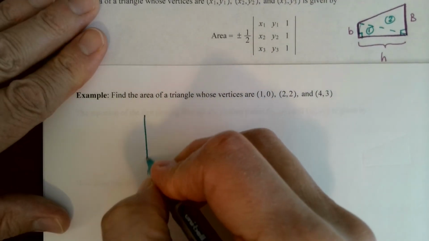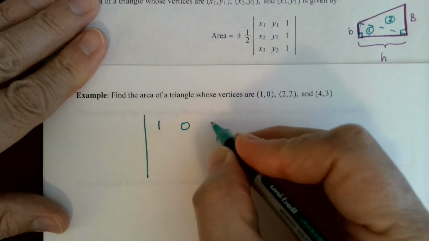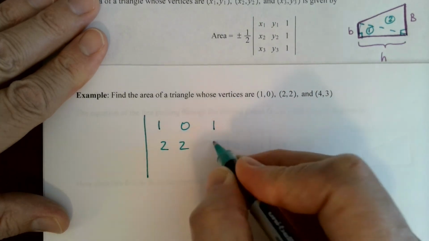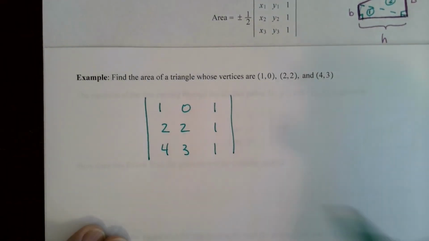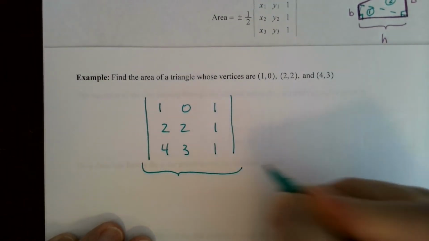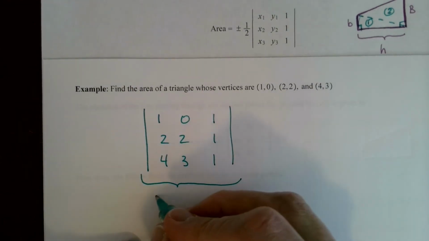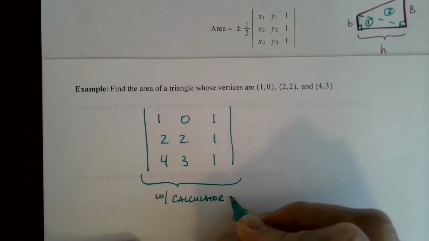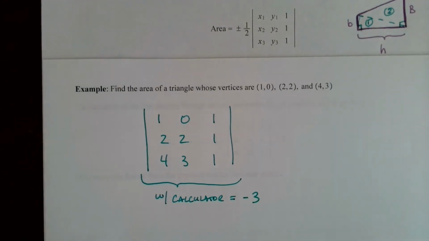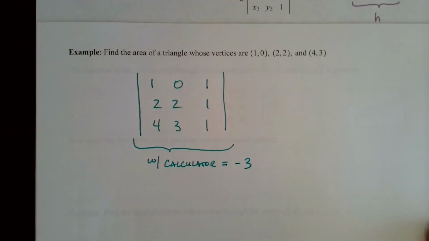Okay, so I'm going to form this matrix. So it's x1, y1. There's x1, y1. So 1, 0, and then always a 1, 2, 2, and a 1, 4, 3, and a 1. Okay, so let's first compute this determinant, and again, you can use cofactor expansion along row 1, for instance, or column 2, but I'm just going to do this with the calculator. And I'm going to get negative 3. And if you want to practice computing the determinant by cofactor expansion, please do.